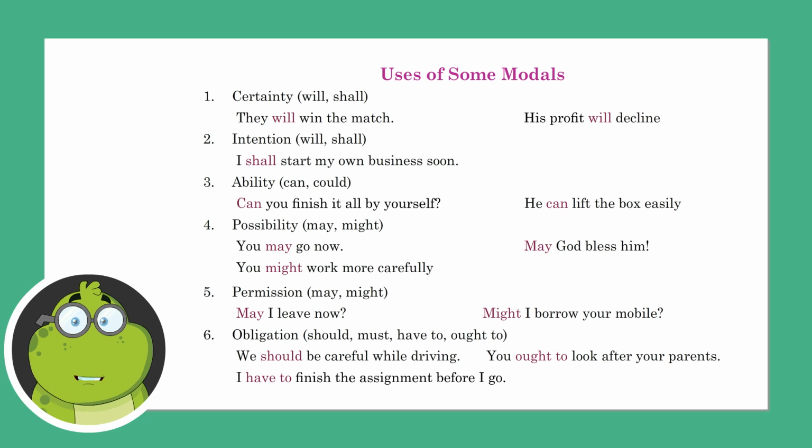Possibility: may, might. You may go now. May God bless him. You might work more carefully. Permission: may, might. May I leave now? Might I borrow your mobile? Obligation: should, must, have to, ought to. We should be careful while driving. You ought to look after your parents. I have to finish the assignment before I go.